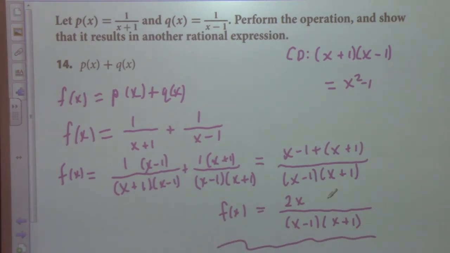And it says show how it results in another rational expression. Well, this is our other rational expression. And as Jay correctly told us, we could rewrite it in the final form here, couldn't we? But we don't have to, so I won't. You can be an overachieving Jay if you want to do that.